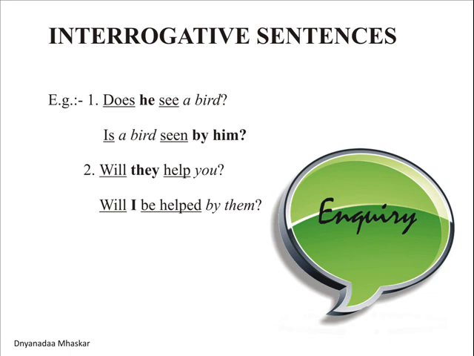Will they help you? "They" is the subject, "you" is the object, "will" is the modal, that is an auxiliary, and "help" is the main verb. Let us see it in passive voice. Will I be helped by them? So "you" can be plural or singular, so I have assumed it as singular. In place of "you", I have taken "I". "Be helped", that is "help" has changed into the helped V3 form. As this is a future tense, we have taken "be", the base form of the verb, by them.